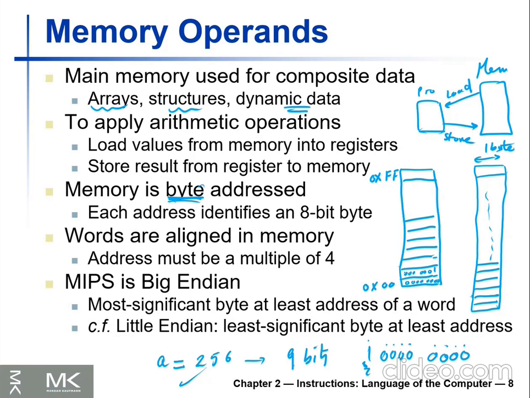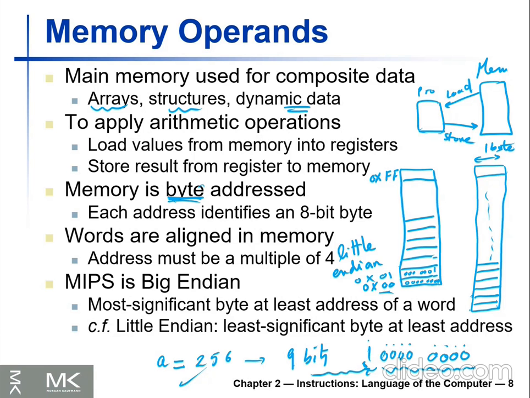But this is not the case, because this is called Little Endian. In Little Endian, you put the least significant byte in the lower address and the most significant byte in the higher address. So the lower address here is 00, the one next is 01. Of course, in hexadecimal.